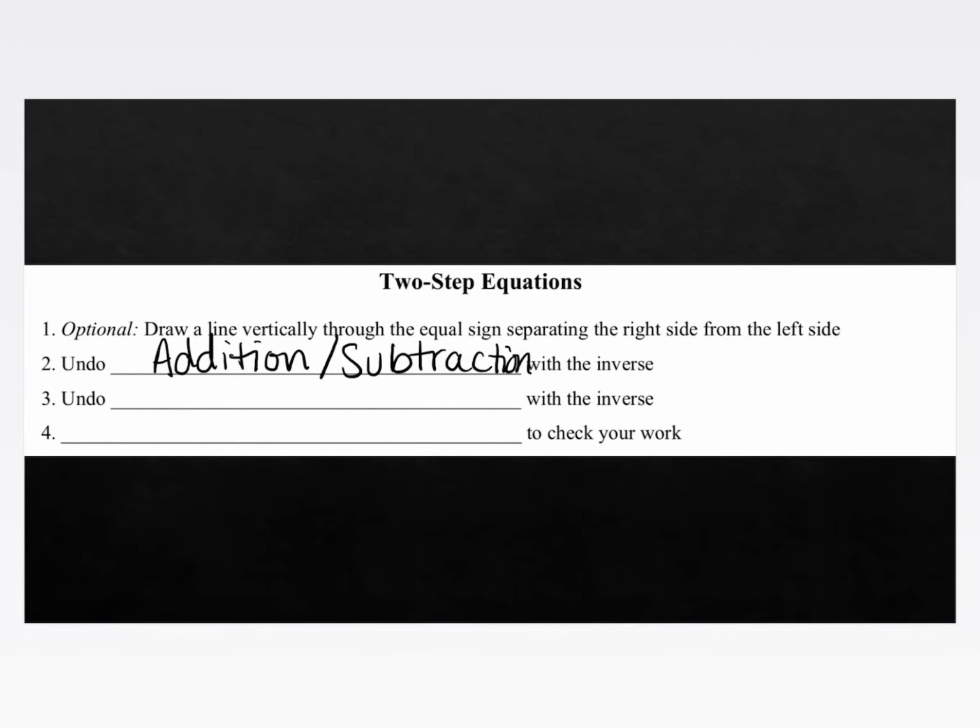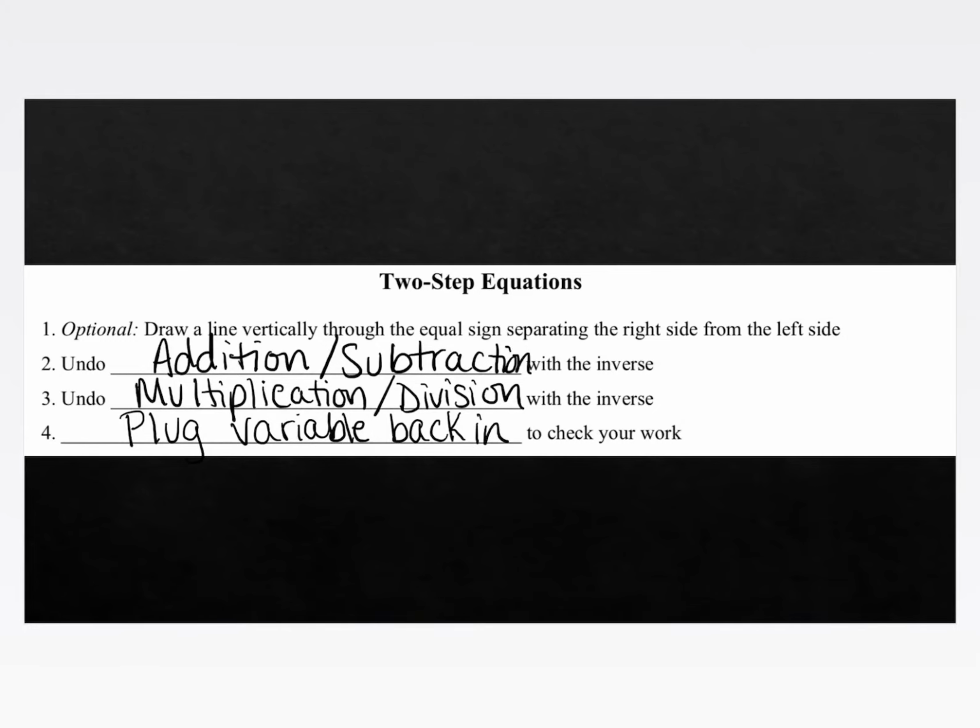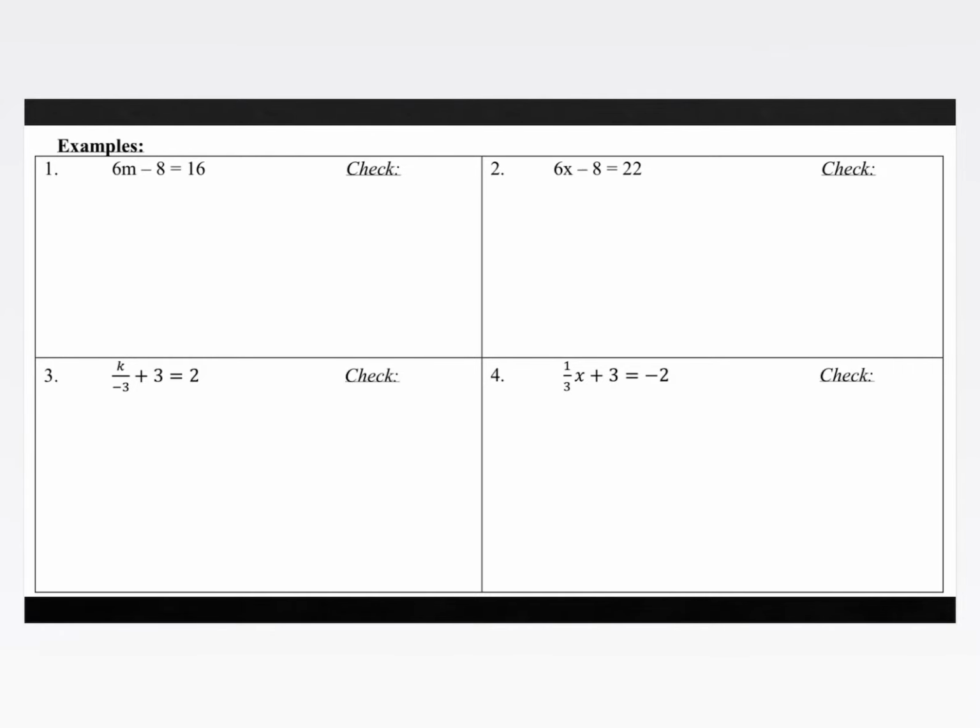Then we would move on to undo multiplication or division with the inverse. Then, just like we did before, we're going to have a check step where we plug our variable back in to check our work. Let's try some examples. Our first example here, we have 6m minus 8 equals 16.